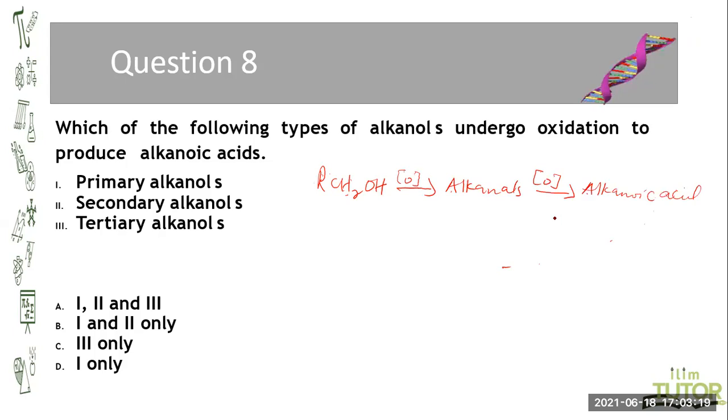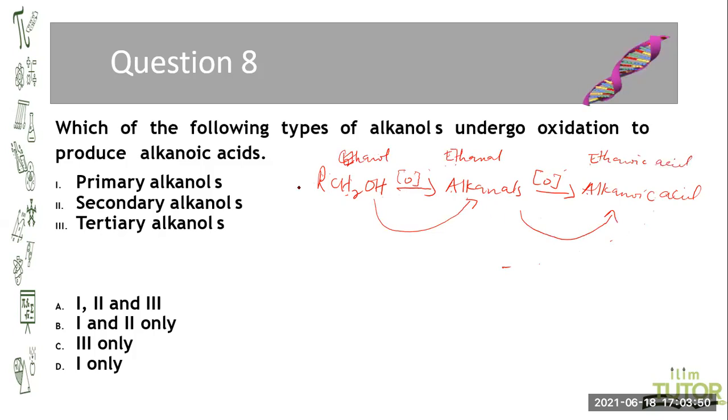That is incomplete. If it is incomplete, alkanol will be oxidized to alkanals. Are you getting it now? Why complete oxidation to alkanoic acid? What I'm saying is that if I have ethanol, let's use the name, it will be oxidized to ethanal, and that will be oxidized to what? Ethanoic acid. That is for primary alkanol.